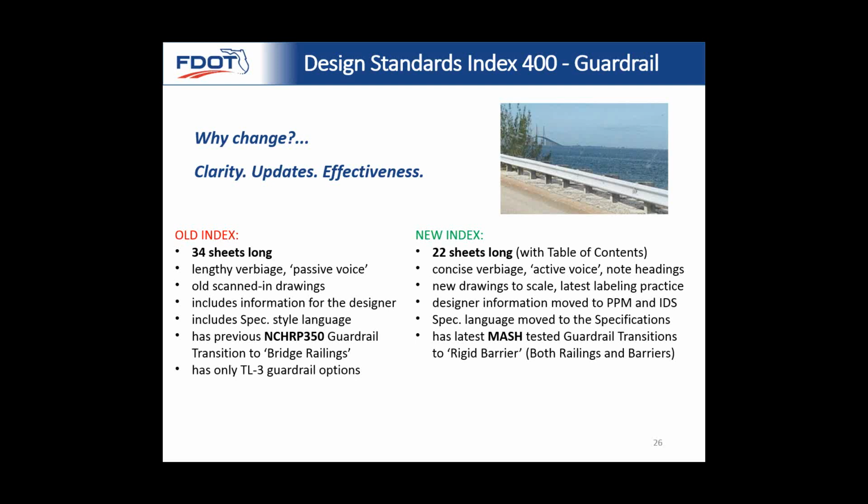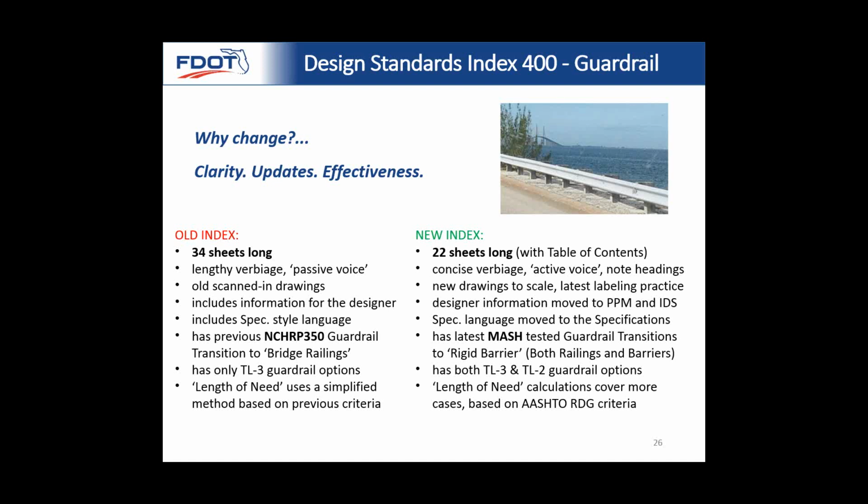The old index had only TL3 guardrail options, so it was essentially assuming all high speed. The new index has both TL3 and TL2 guardrail options. The TL2 is a little lower, for lower speed, 45 miles per hour and less, and you can get some cost savings by using TL2 options if you only need low speed options. The old index had the length of need that used a simplified method based on the previous criteria, and the length of need now is based on our AASHTO Roadside Design Guide criteria.